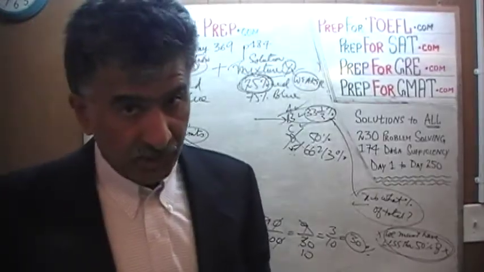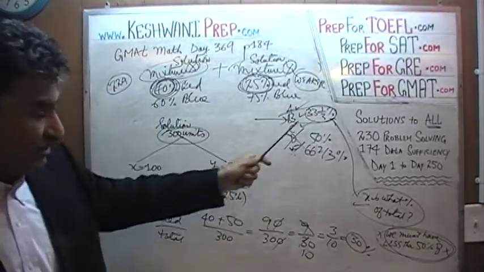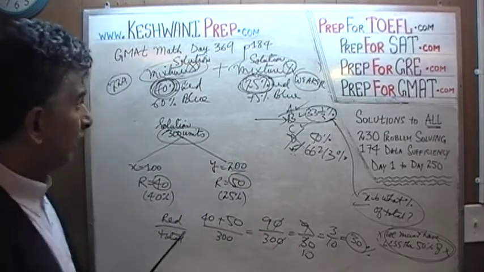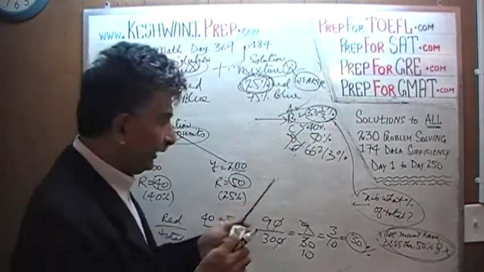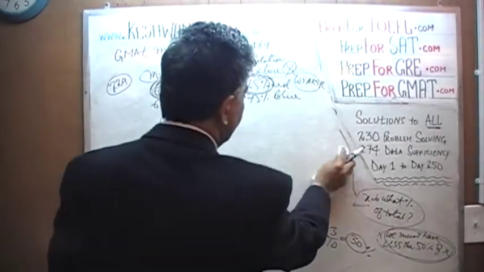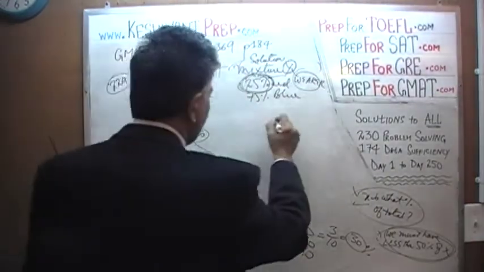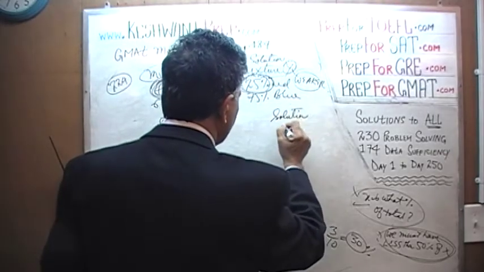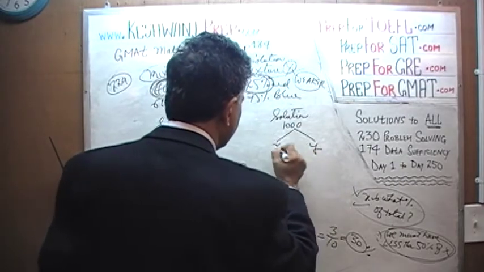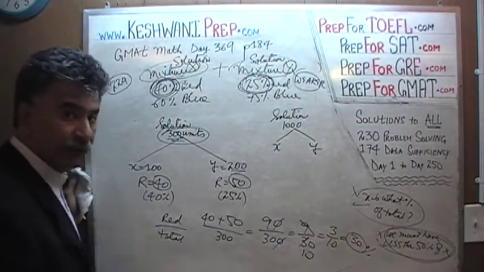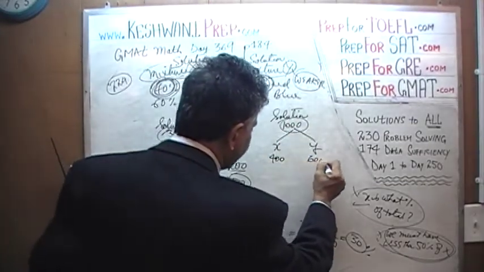Now, just to satisfy your curiosity, let's do C and see what it works out to be. I'm not going to erase everything, actually. We're going to do C right here. C is 40%. So we're going to quickly do C on this side. Now, because C is 40%, we're not going to have a solution of 300. Let's have a solution of 1,000. Now this is X and this is Y. We're trying out answer choice C, which was 40%. If it's 40%, then X has to be 400. Y has to be 600.